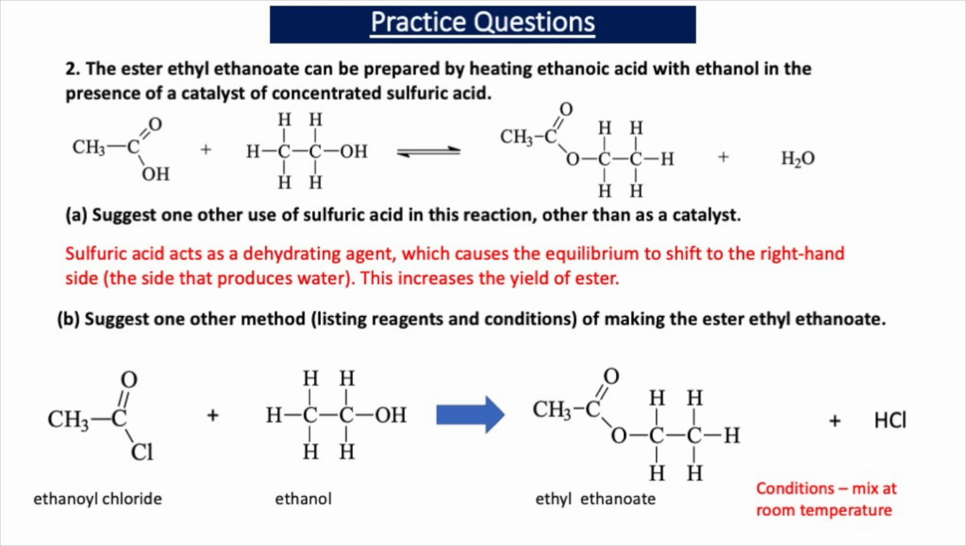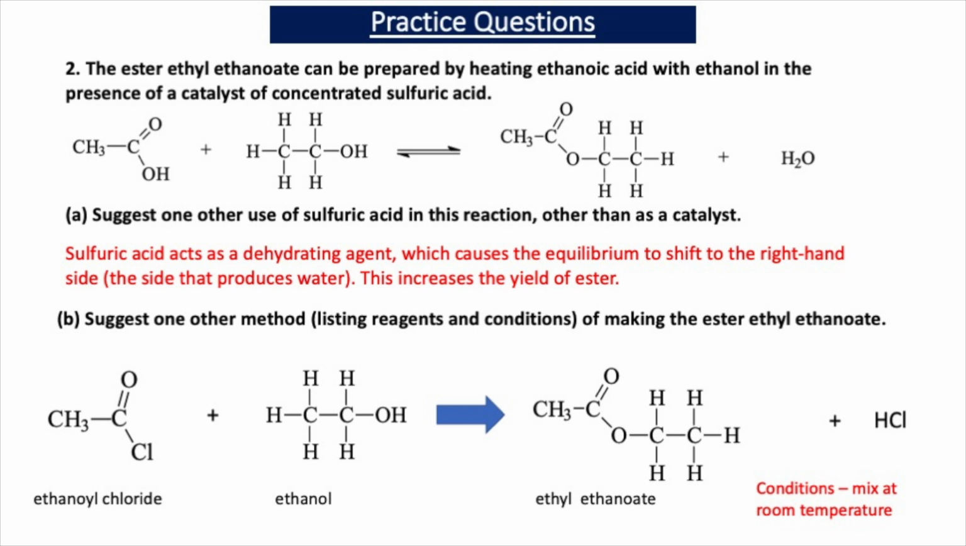Now for part B, you have to suggest one other method listing the reagents and conditions of making the ester ethyl ethanoate. Now the other way to make an ester is to have an acid chloride and an alcohol, and to make ethyl ethanoate you need an acid chloride with 2 carbons in, and that's called ethanoyl chloride, and it's a CH3 next to a C double bond O Cl.